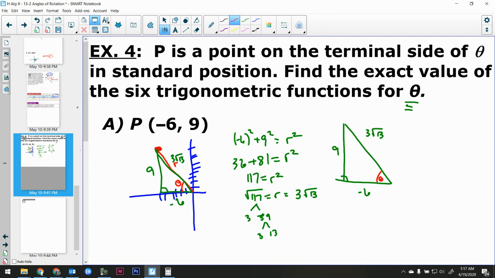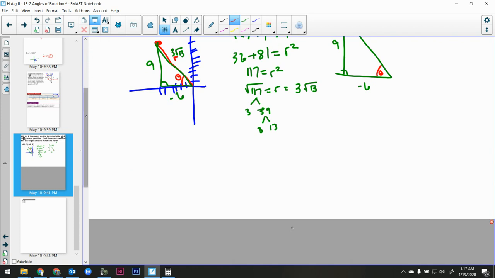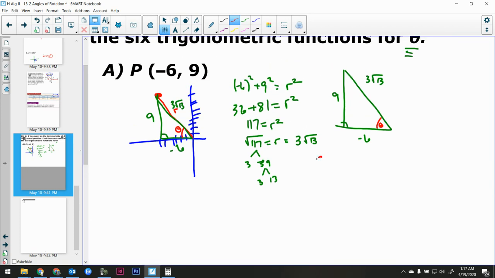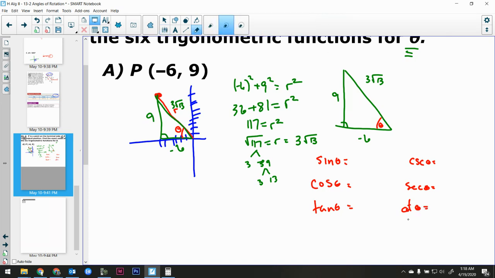So here's what we could do. We're going to find sine theta, cosine theta, tangent theta. Once we do that, we're going to find cosecant theta, secant theta, and cotangent theta. Sorry, I'm going to rewrite that. Cotangent theta. That's not much better. All right, so sine theta, opposite, 9 over hypotenuse 3 radical 13.